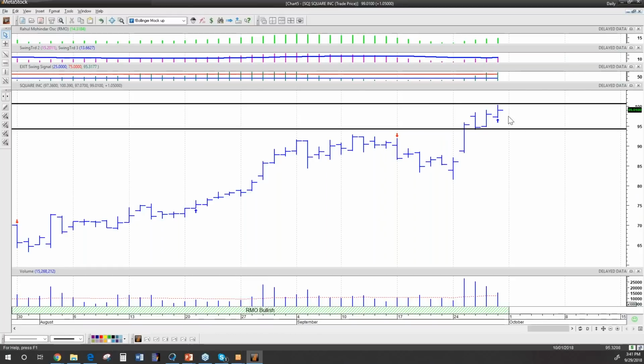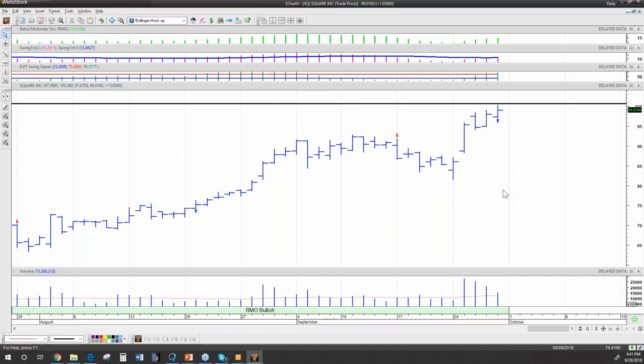Now, this is the first method that Rahul uses. It's a more conservative stop loss than the one I like to use. And I'll show you the second method that Rahul teaches, so you can use that.